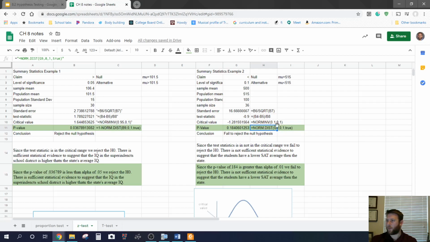What you type is equals NORM.DIST(G9, where G9 in this case is my test statistic, comma 0, comma 1, comma true, close parentheses, and that will give you the p-value for that.